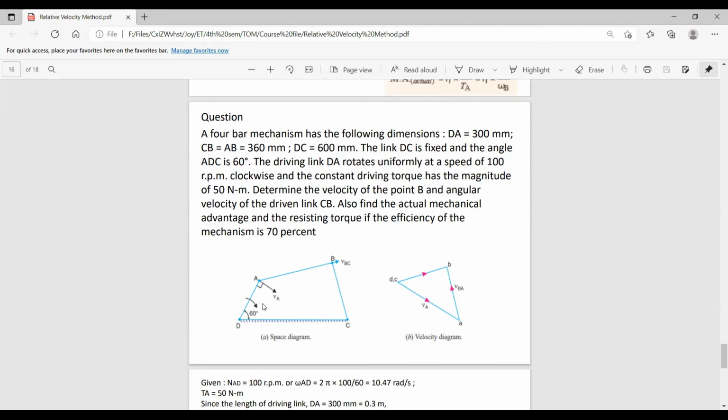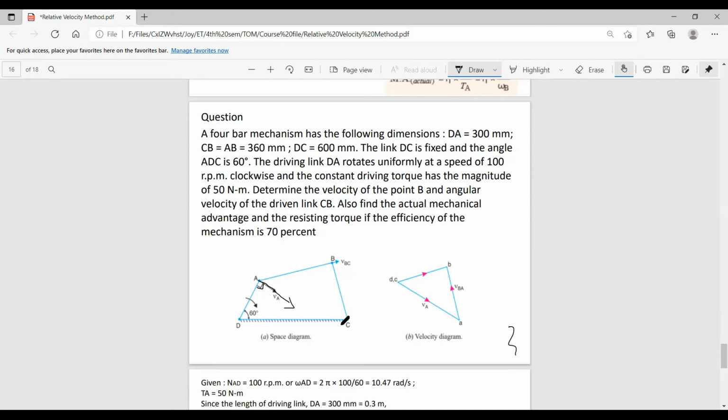So now we'll see how to draw the vector velocity diagram. We know velocity is always perpendicular to the link. So if the DA link is this way, the velocity is going to be perpendicular to that in this way. This is going to be my VA, since DA should be perpendicular to VA.